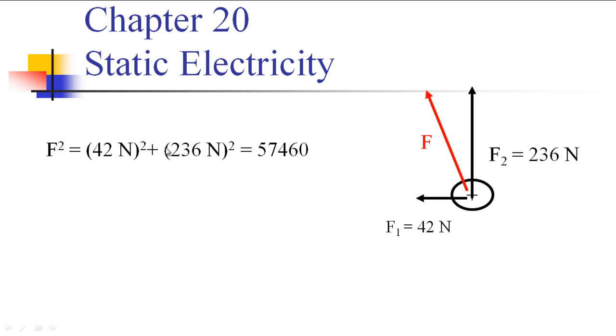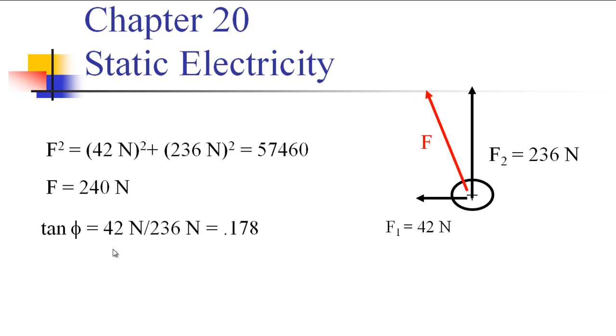And you do 42 squared plus 236 squared equals 57,460. So that equals our F squared. So we take the square root of this guy, and we get 240 newtons. So this F equals 240 newtons. And we can find the angle, the tangent of 42 divided by 236. If you're in radians, it'll give you 0.178. And if you're in degrees, it'll give you 10 degrees. So that 10 degrees is going to be the angle right here.